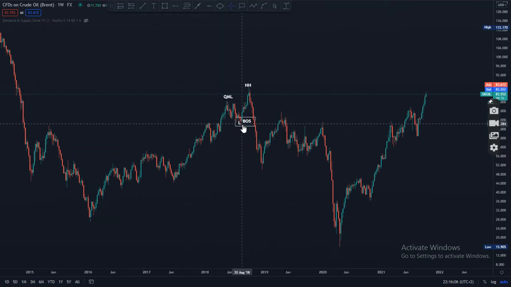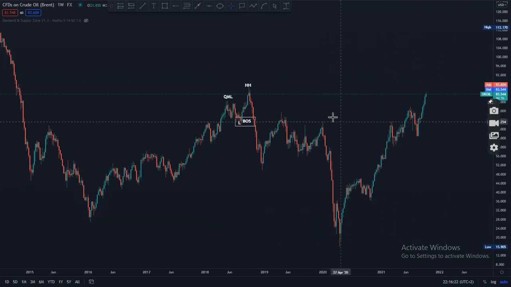All right, so we have our high, our low, our high, and our higher high. That's what qualifies a QML. And now we wait for price to come back to our QML right there. Then we can take a sell.